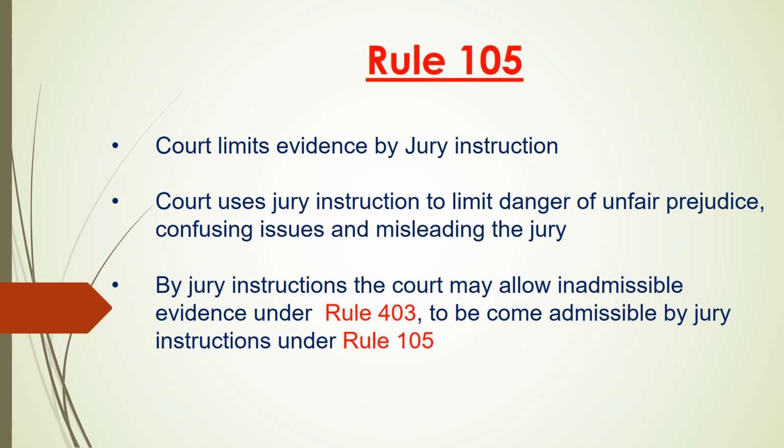Now, the court may allow the jury instructions to be given in a way that such evidence, if it were going to be confusing, becomes clear evidence, because the jury is going to look at a particular stance of the very evidence which is not confusing, and that evidence can then be admitted. That's under Rule 105.